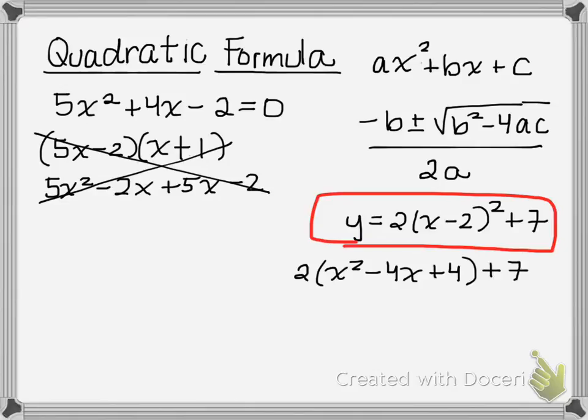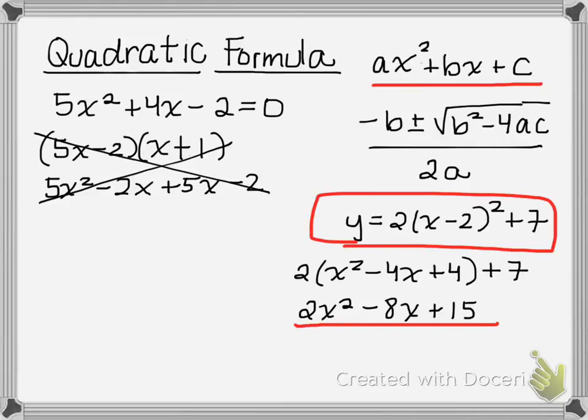Now, I could put it in that form if I wanted to. Begin by foiling the x minus 2 squared, and then from there I could simplify, and I would have 2x squared minus 8x, and then plus 8 plus 7 would be plus 15. Now it is in the form ax squared plus bx plus c. See how that is similar to the upper right hand corner, which is the form that we need for the quadratic formula.